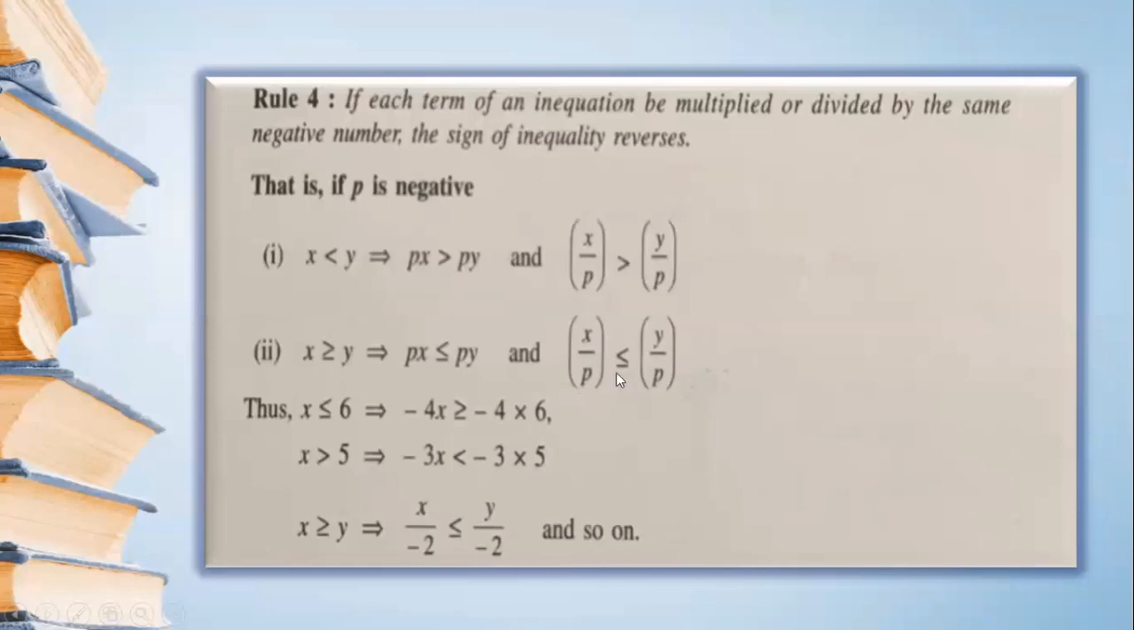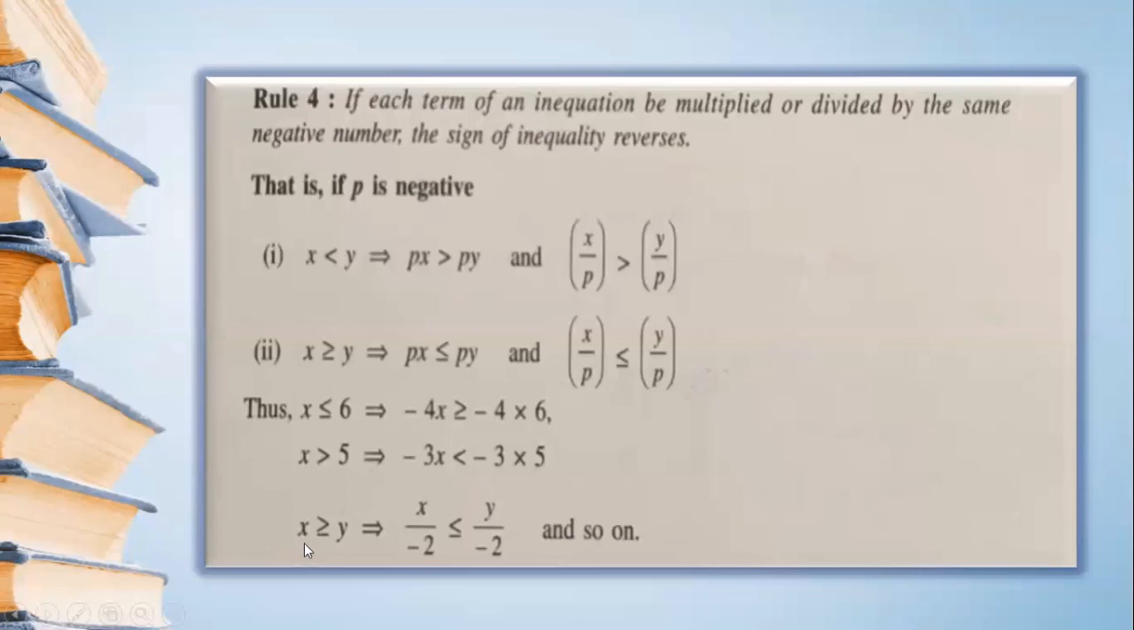This less than or equal to is the reverse of greater than or equal to. Examples: x is less than or equal to 6. So on multiplying both sides by a negative number, that is minus 4, we will get minus 4x. This less than or equal to will change to greater than or equal to. So minus 4x is greater than or equal to minus 4 into 6. If we have x is greater than 5, then minus 3x is less than minus 3 into 5. That we obtain by multiplying both sides by minus 3.